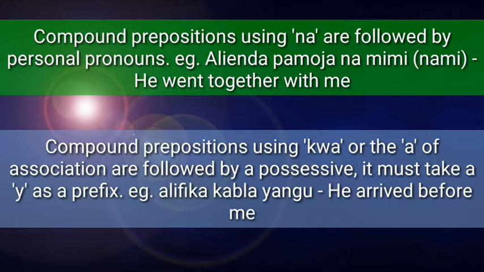And compound prepositions using kwa or the a of association are followed by a possessive. It must take a y as a prefix. Example, alifika kabla yangu. He arrived before me. So we've talked about personal pronouns. Mimi, sisi, yeye, they are already in this channel. And the possessives, yangu, yake, yetu, already in this channel, so you may check them.